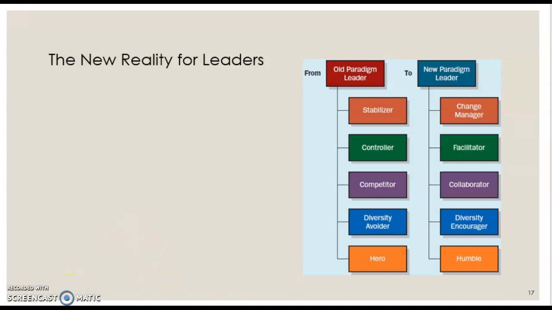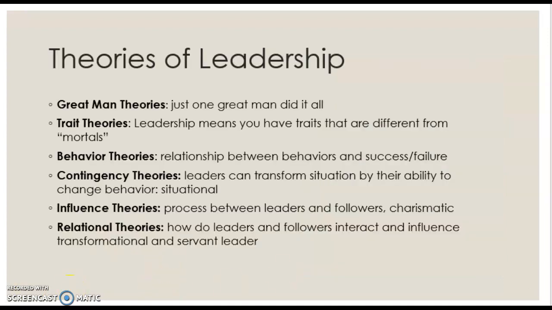So, if we know a little bit about leadership, there are theories, and we're going to look at these as we go through every class. Every course here has some theory or theories that it applies. Great man theory, that's the hero. And you can hear that in the old paradigm of leadership. This person did it all, influenced it all. Even in the greatest organizations, it wasn't just one person.